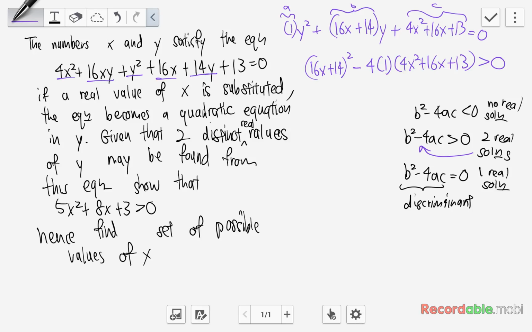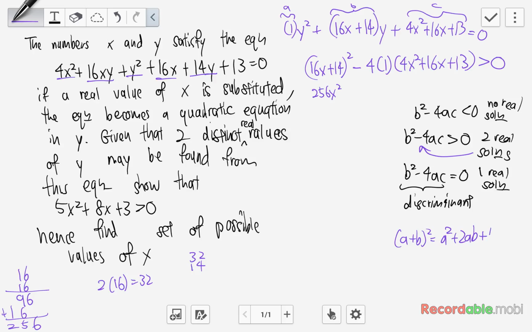So we have this, and now I'm going to continue this question below. So 16x squared. What is 16 squared? 16 squared is 256, so I got 256 here, because these two will add together. So 256x squared plus 2 times 16, which is 32, times 14. When you expand something like (a plus b) squared, it equals a squared plus 2ab plus b squared. So the first term squared, plus 2 times the first and the second term, and the square of the second term.